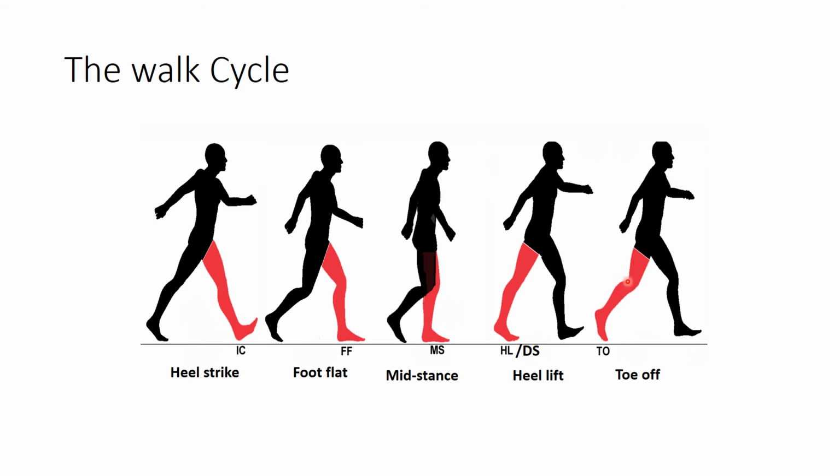And in case of toe off, this portion of the foot is now off the ground, going to the swing phase. So this is the last phase of the stance. After this, the swing phase begins. So this is the stance cycle.